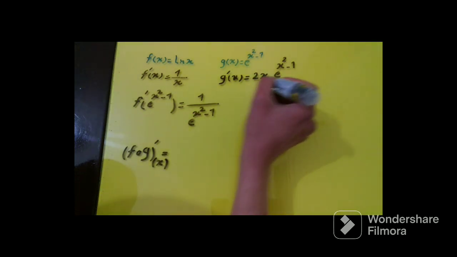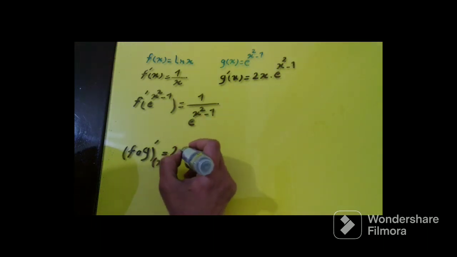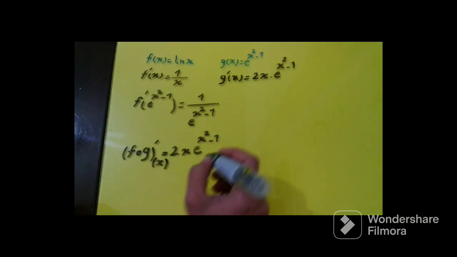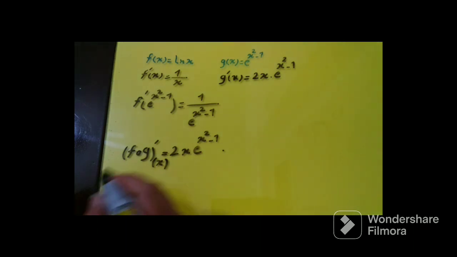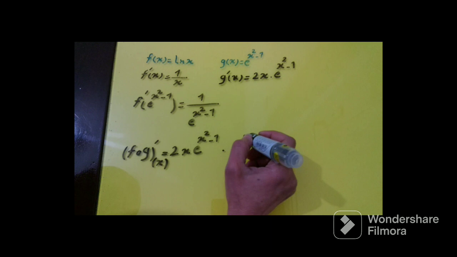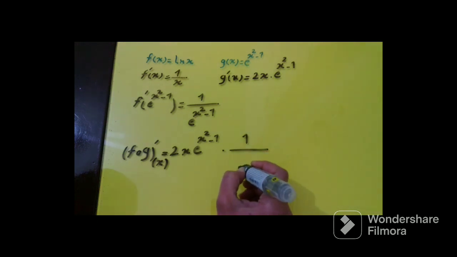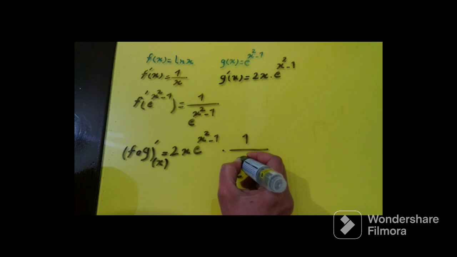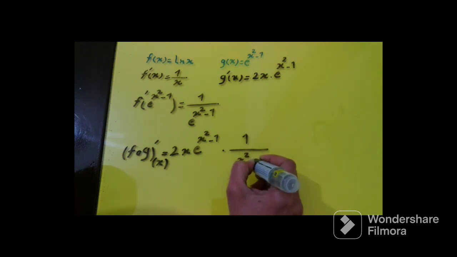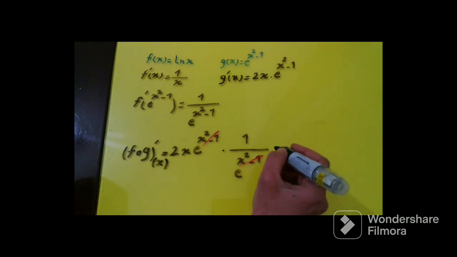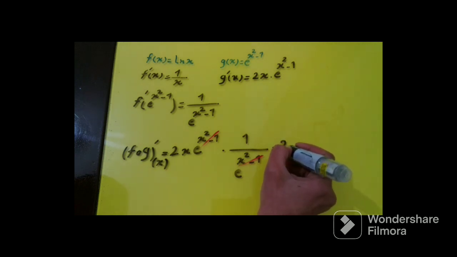Now we should write g prime, this term, 2x times e to the x squared minus 1, times f prime of g of x, this term, 1 over e to the x squared minus 1. We can cross out this. In the end, it's 2x.